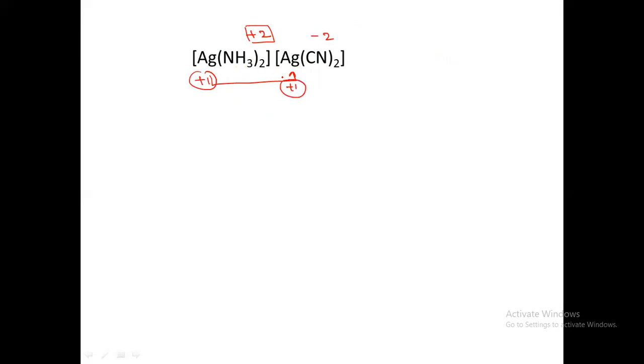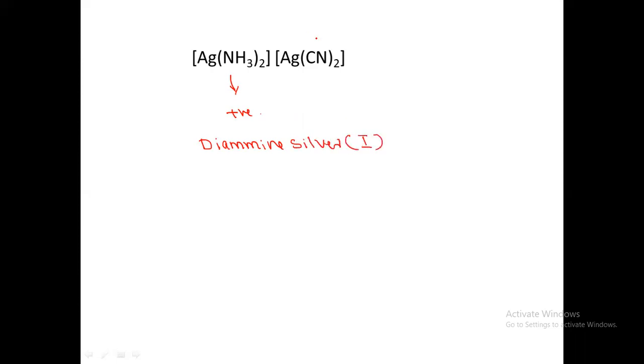So how to name this? Treat the first part as positive. It will be two ammonia, so diammine. It's a positive complex, so name of metal as such, silver. What is the charge? 1. How did we get 1? Because cyanide was minus 2, balancing should be plus 2, that we distribute equally to the two metals, plus 1 each. So silver(I).